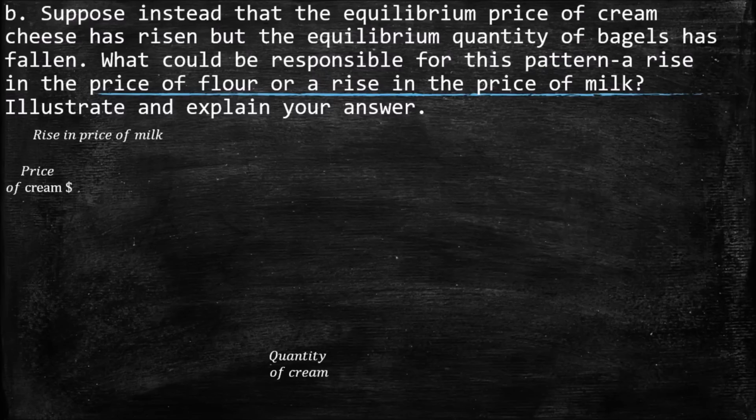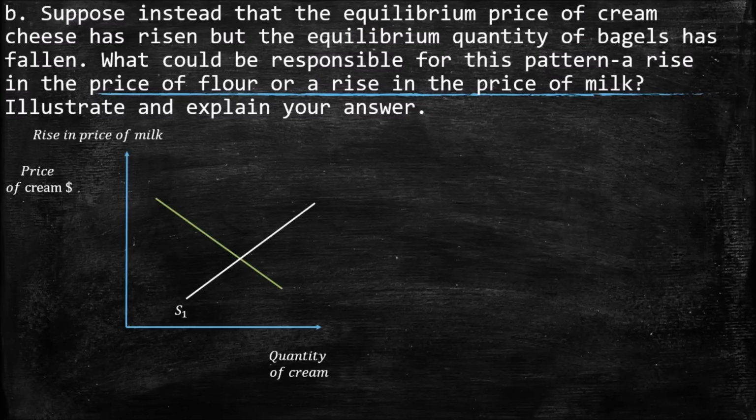Again, milk is an input for cream cheese. So as the price of the input rises, the supply gets worse. The supply is going to decrease, so the supply decreases with a shift to the left. Here we have the shift to the left, and we see that the equilibrium price of cream cheese has risen.